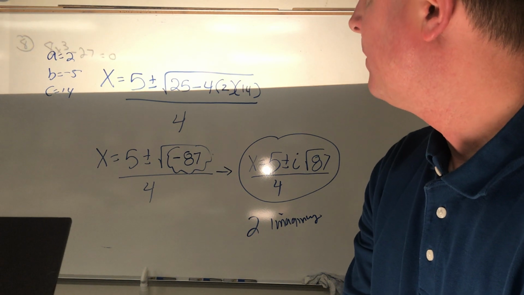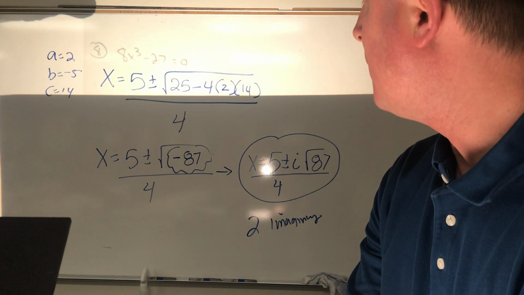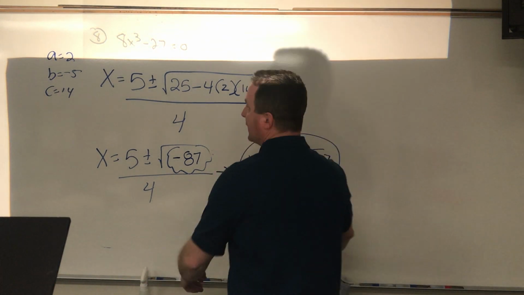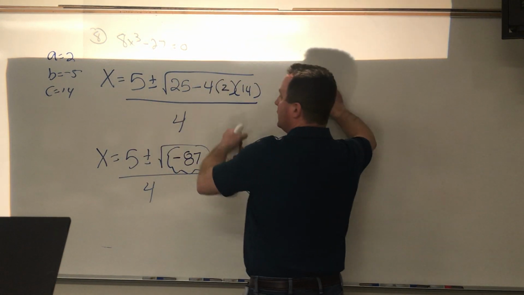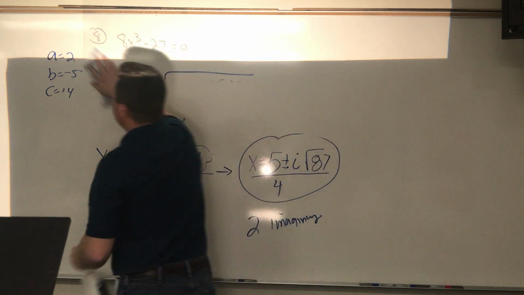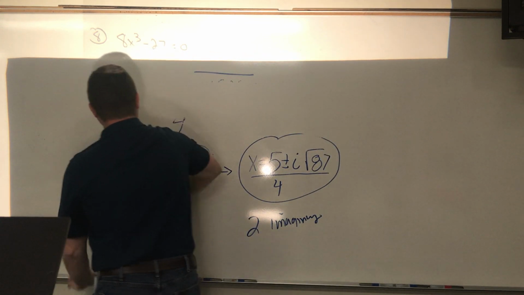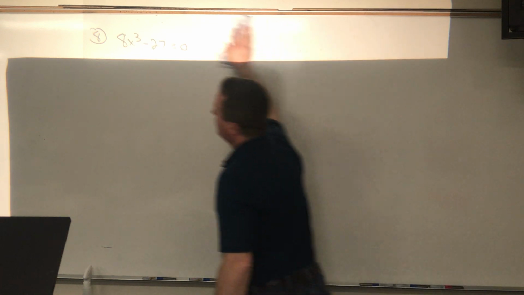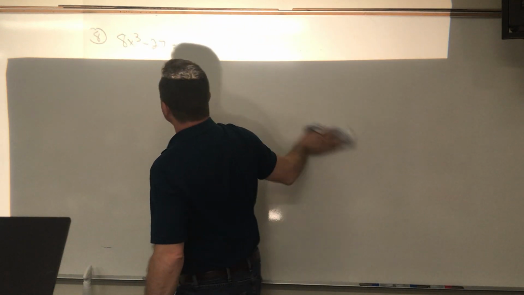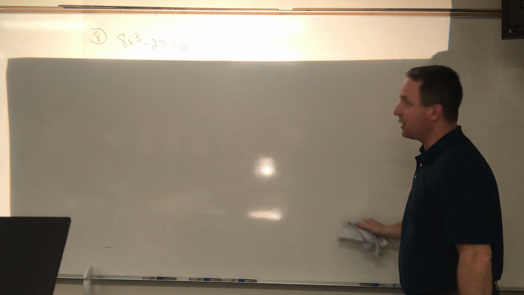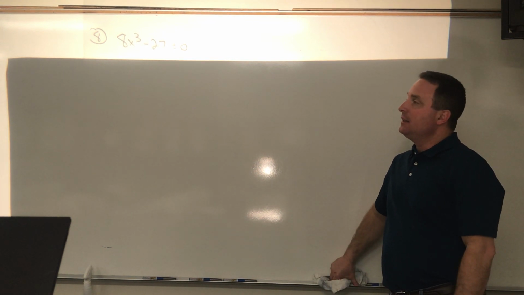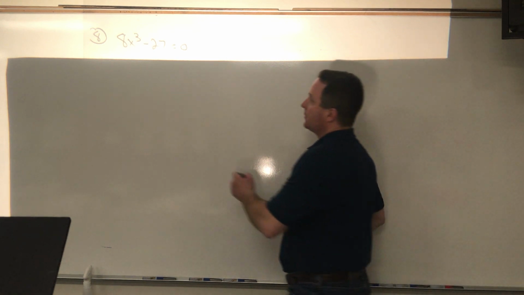Okay. And I think we've seen this problem a couple different times. But here it is again. 8x cubed minus 27. It's one of those perfect cube ones, isn't it? Because 8's a perfect cube, 27 is a perfect cube. So I think we can break it down and factor it with our perfect cubes.